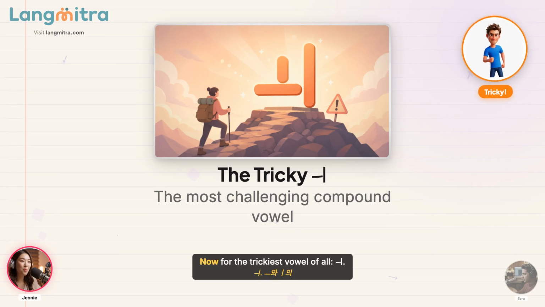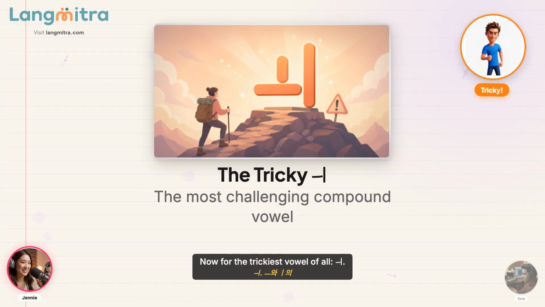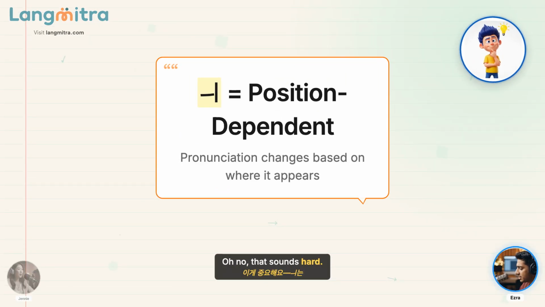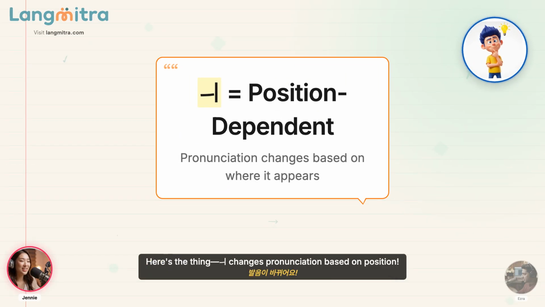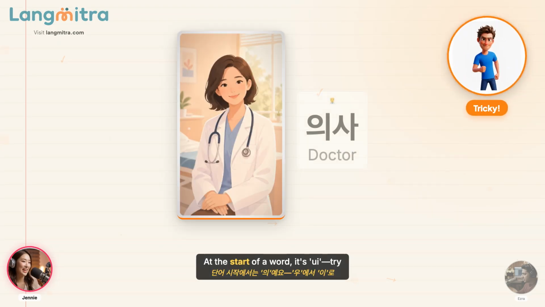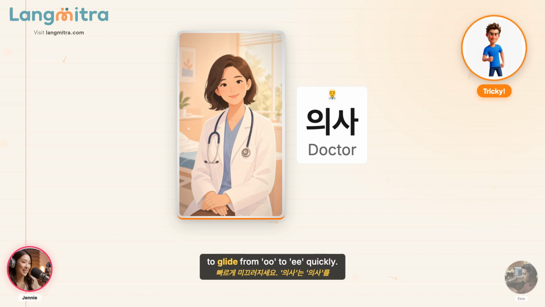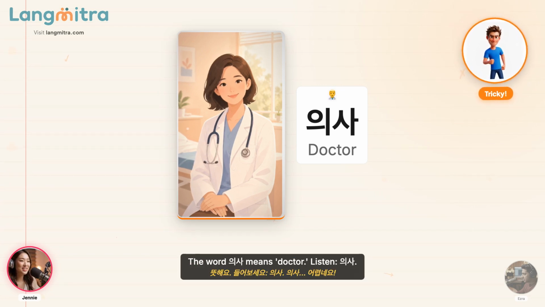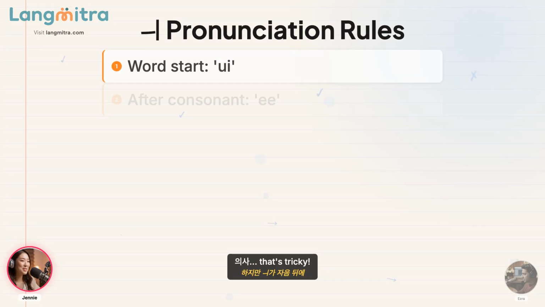Very close. Now for the trickiest vowel of all, ui. This combines u plus e. Oh no, that sounds hard. How do I even start? Here's the thing. Ui changes pronunciation based on position. At the start of a word, it's ui. Try to glide from u to e quickly. The word Lisa means doctor. Listen, Lisa. Uisa. That's tricky.